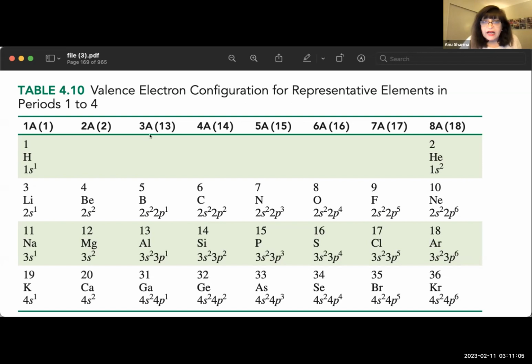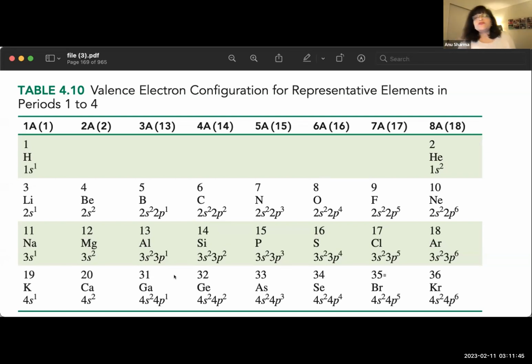Now group 3A will obviously have 3 valence electrons. The valence electrons are the total number of electrons in the last shell, and the shell number is the determining factor, the highest shell number. So this is 2s2, 2p1, 3 electrons. S and P combined make 3. The second energy level applies to boron, the third energy level applies to aluminum, and the fourth energy level applies to gallium.